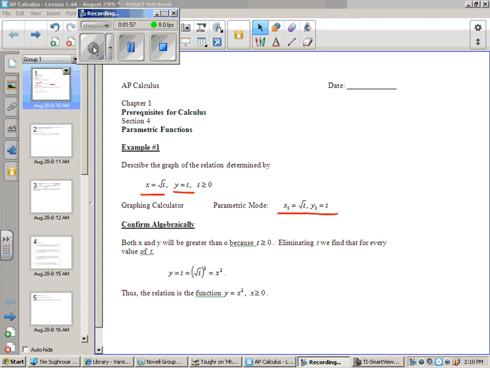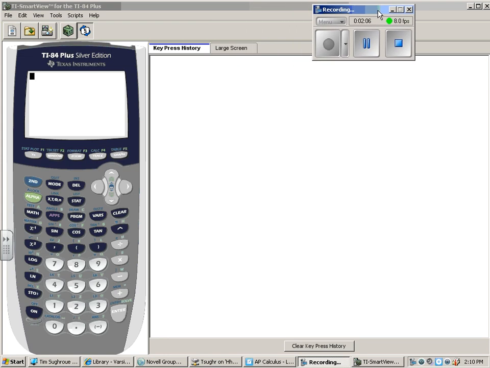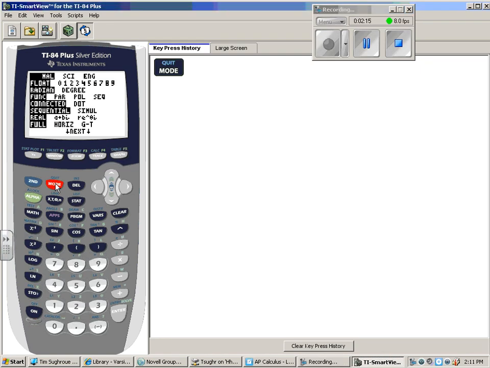Okay, I'm going to call up the TI Smart View. Here it is. This will allow you to see the keystrokes as I go along. Sometimes this will be better than what we'll be using in class. So please, if you can follow along, that's great. Because the very first thing that we have to do once our calculator is on is we have to change the mode of our calculator.